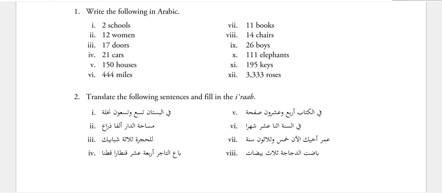Then we have 150 house. So 100 is miyatun. So say miyatun wa. So miyatun means 100, wa means and. 50 house. Khamsuna baitan. 50 house. 150 house.